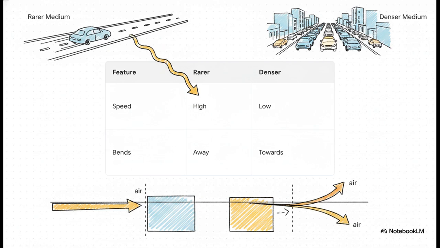Oh, and here's a very quick revision point for you. What if light comes in exactly straight down, like right along that normal line at an angle of 0 degrees? Well, it just slows down, but it goes straight through. Completely undeviated.